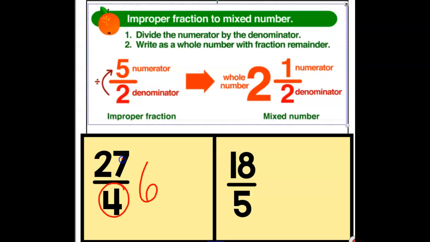6 times 4 is 24, but I have 27, so I need to count up: 24, 25, 26, 27. I have 3 more 1/4 left over after I take out the 6 whole.